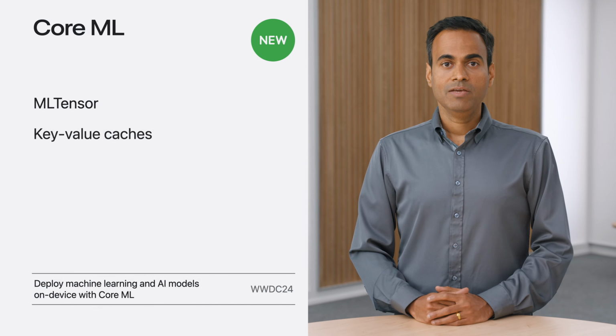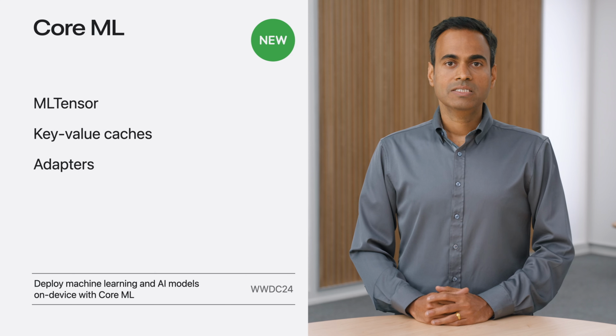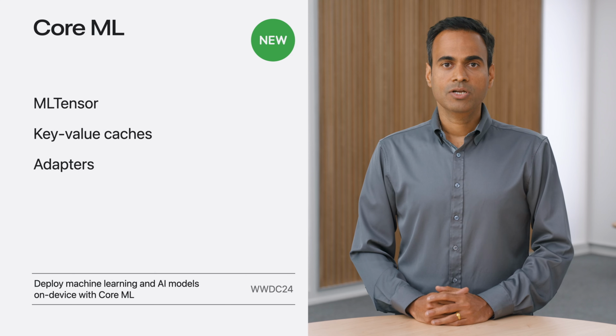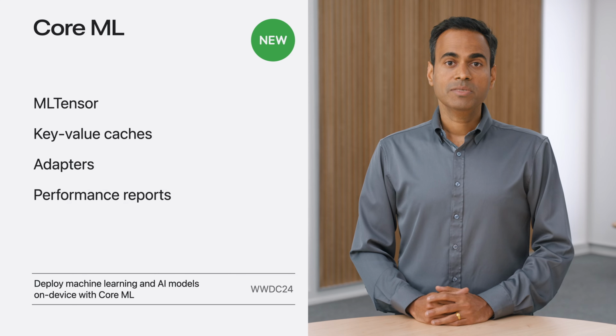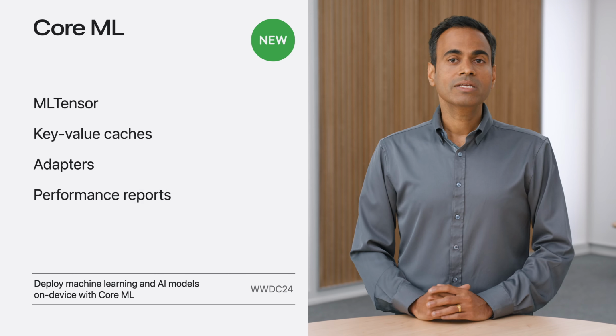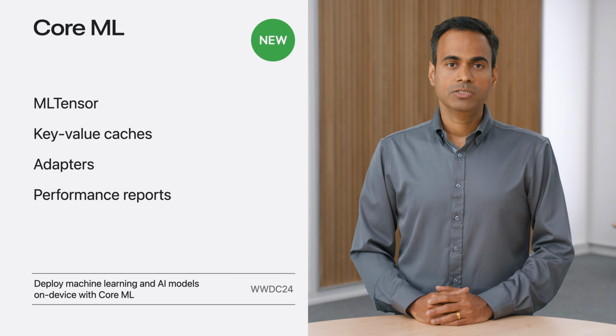Learn how to manage key value caches for efficient decoding of large language models with states, and explore the use of functions in order to choose a specific style adapter in an image generation model at runtime. Lastly, performance reports have been updated to give you more insights into the cost of each operation of your model.